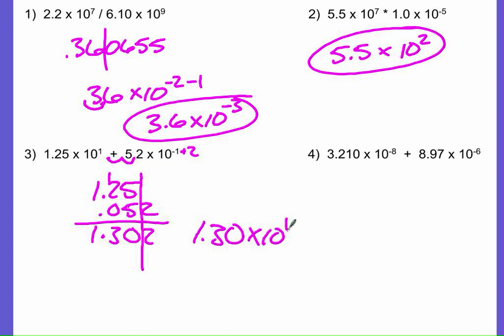All right, and then finally number 4 over here. Again, I want to make the smaller exponent bigger, so I want to make this negative 8 match the negative 6. So I'm going to add 2, and whenever I add, I move the decimal to the left. So I have these two numbers, 8.97 plus 8.03210.